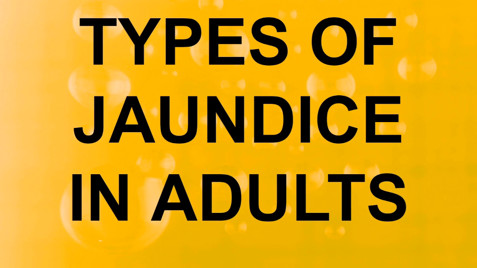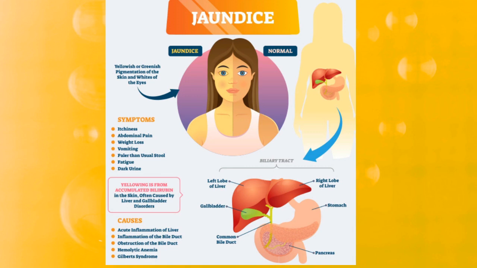Hello everyone. Today we'll discuss the types of jaundice in adults. So first of all, which is the common symptom seen in jaundice? The very common symptom seen in jaundice is the yellowish discoloration of the sclera, skin, and nails, with dark colored urine and light colored stool.